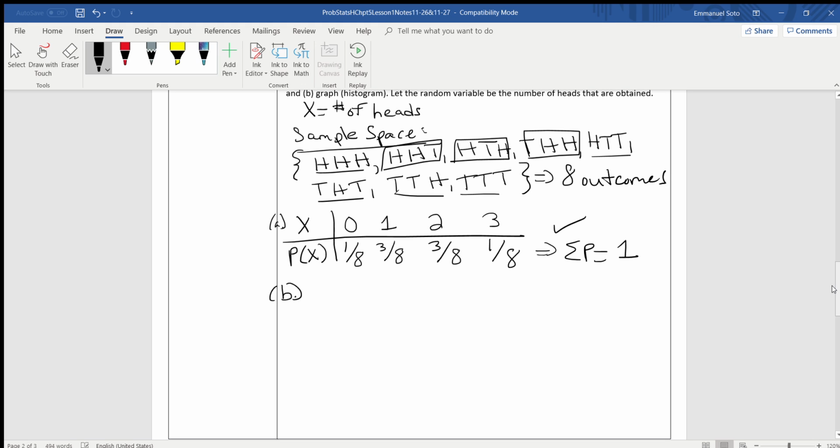So now part B, we are going to do a histogram. We are going to do an x and a y axis. This right here is going to be our probability, P of x. This is going to be the number of heads.